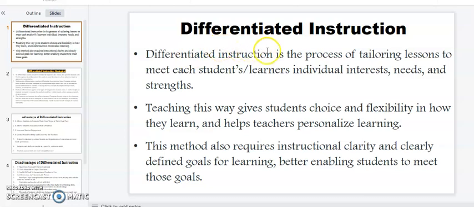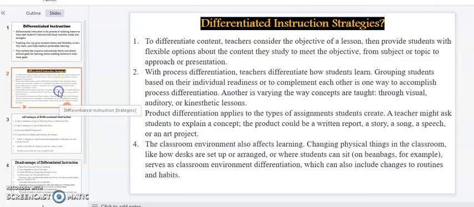Differentiated instruction is the process of tailoring lessons to meet each student's or learner's individual interests, needs, and strengths. Teaching this way gives students choice and flexibility in how they learn and helps teachers personalize learning. This method also requires instructional clarity and clearly defined goals for learning, better enabling students to meet those goals.